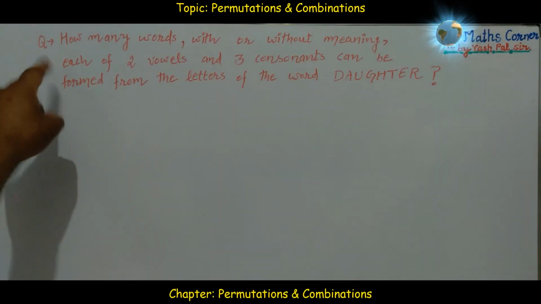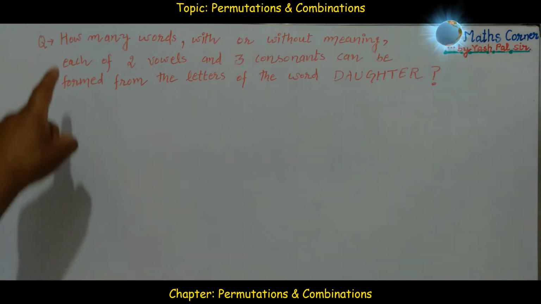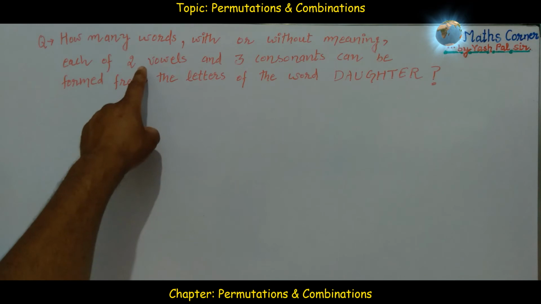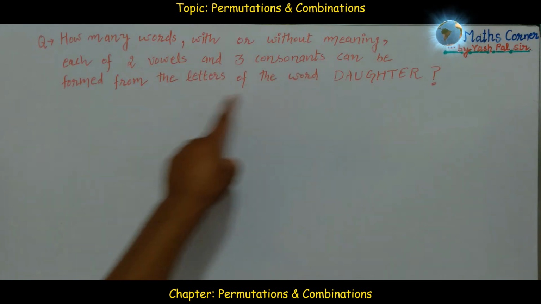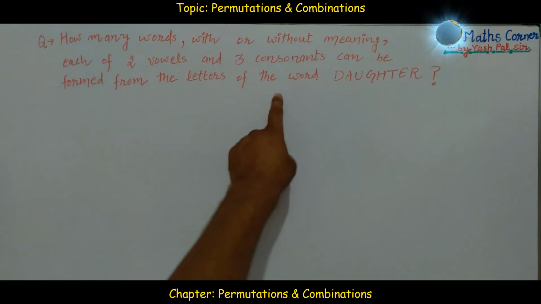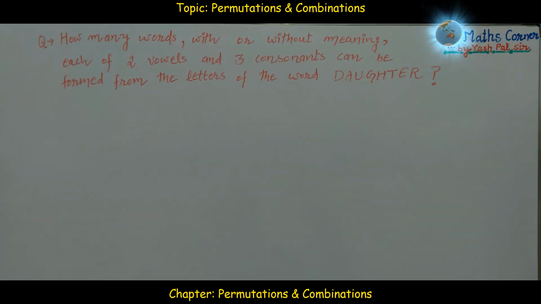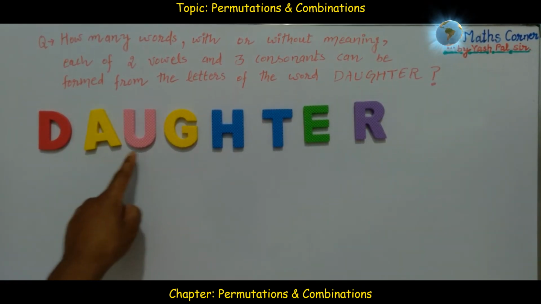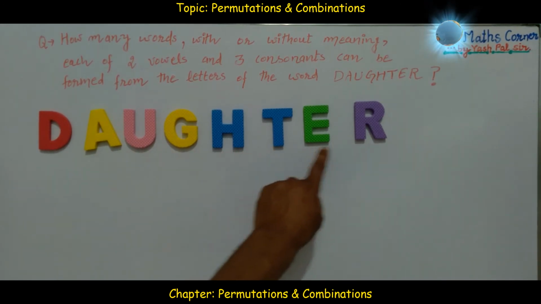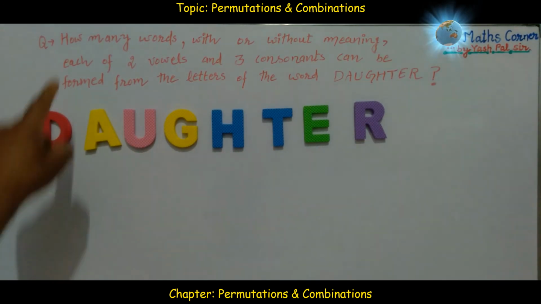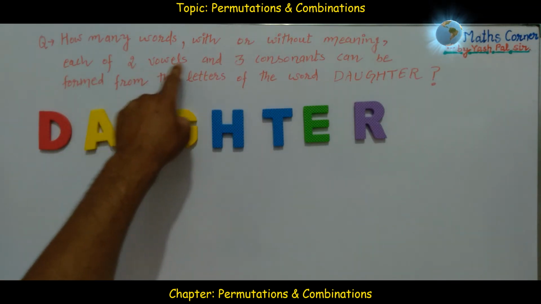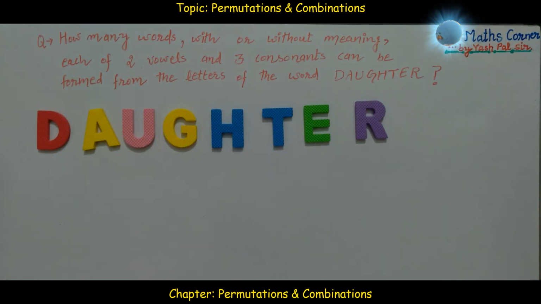One very beautiful question is here. How many words, with or without meaning, each of 2 vowels and 3 consonants, can be formed from the letters of the word daughter? Here I have the letters DAUGHTER, daughter. How many words with or without meaning, each of 2 vowels and 3 consonants, can be formed?